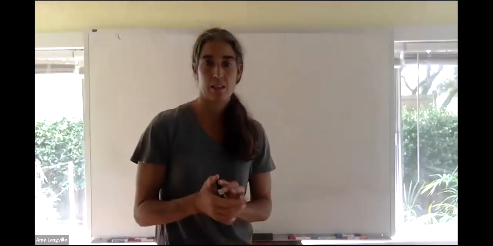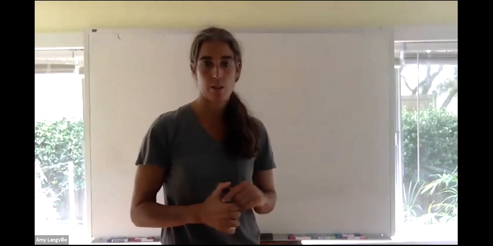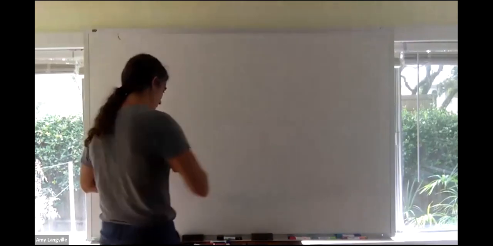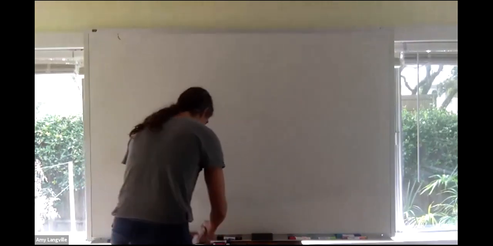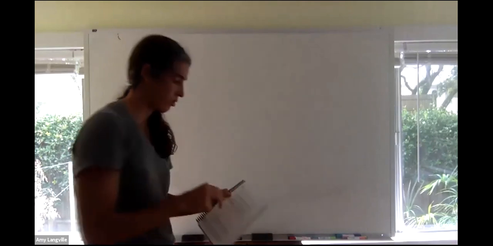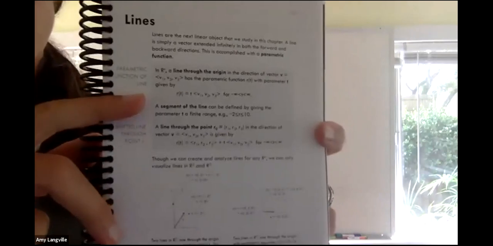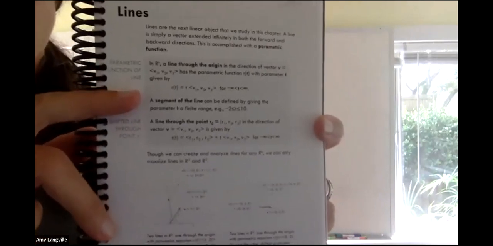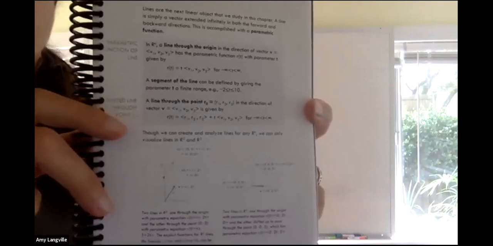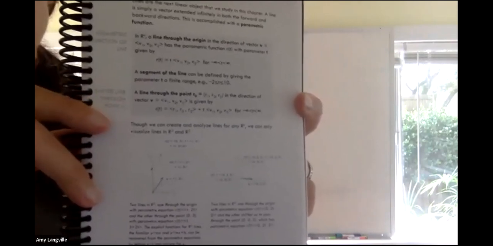Okay, hello class. Next topic in chapter 1 is lines, and we had a little bit of preview at the end of the last video, and we're ready to jump into this. So just to point you where you are in your journals, there's a page titled Lines, and we have this box in the middle that has some important facts for us. We're going to talk about lines that go through the origin, lines that are through another point, and line segments.